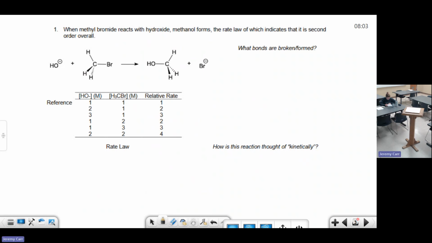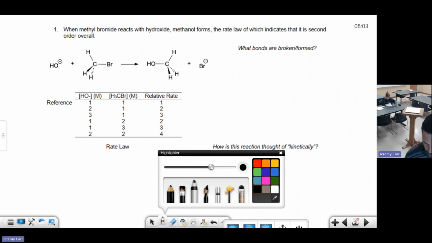So when methyl bromide reacts with hydroxide, methanol forms, and the rate law, that is the kinetics, really tells us that this is a second order process overall. Whoa, there's a lot to unpackage in this problem. Let's dissect this a little bit and see what's happening here. First and foremost, we'll identify a couple of these characters.